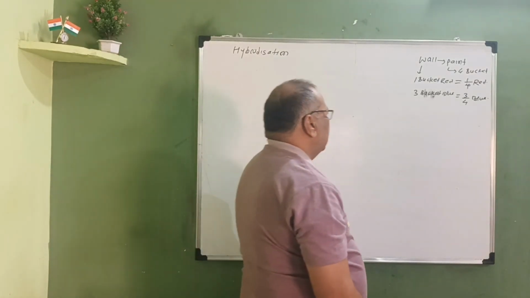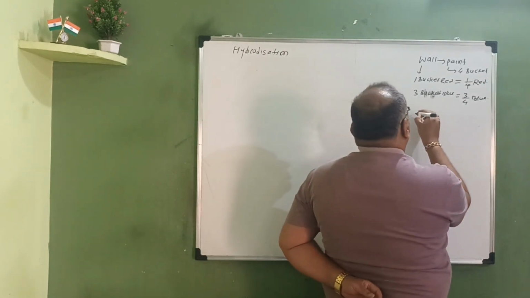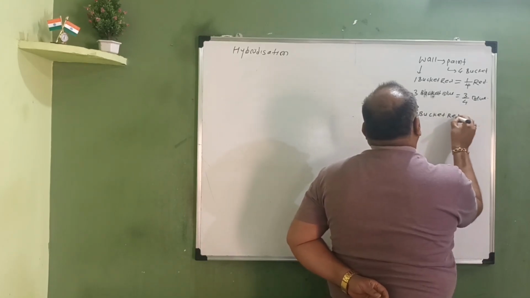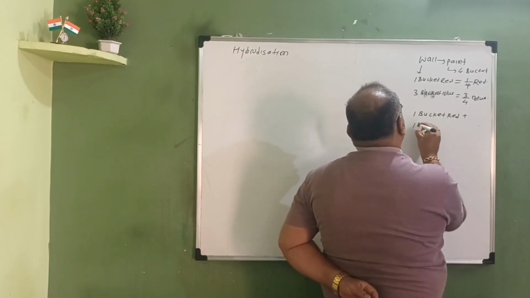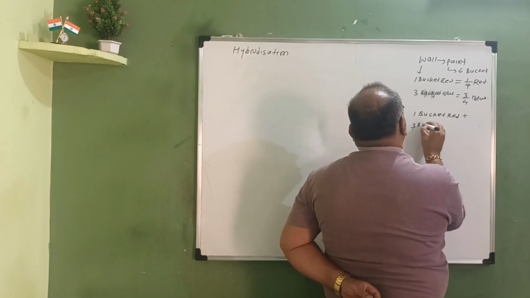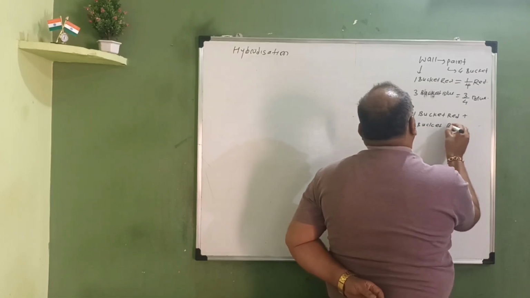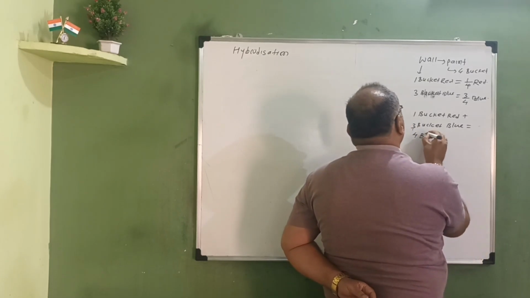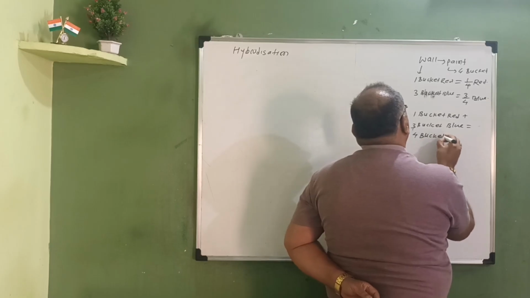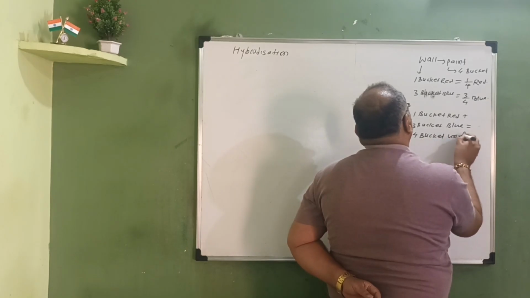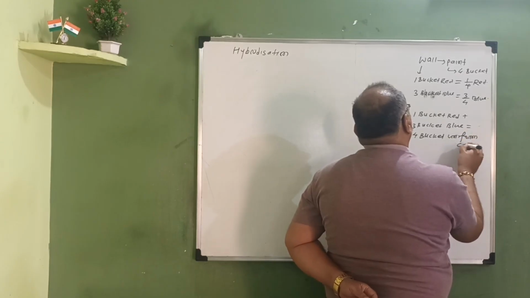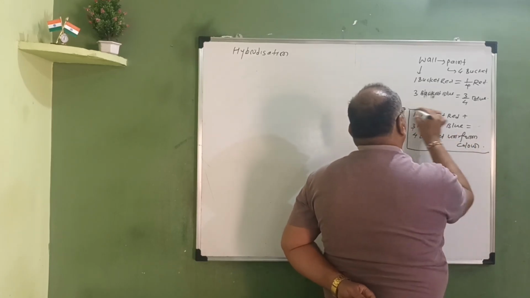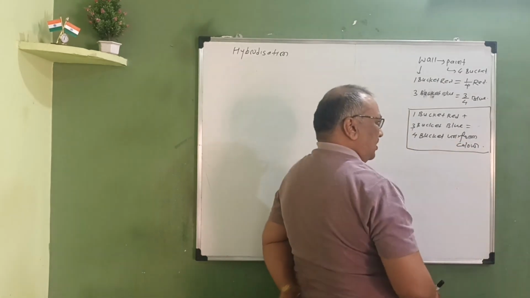Second method is that suppose one bucket of red color is mixed with 3 buckets of blue color, you will get 4 buckets of uniform color. And this concept is nothing but the hybridization.